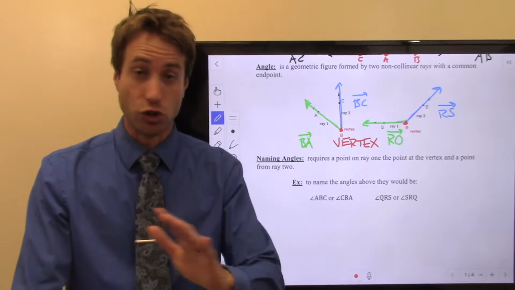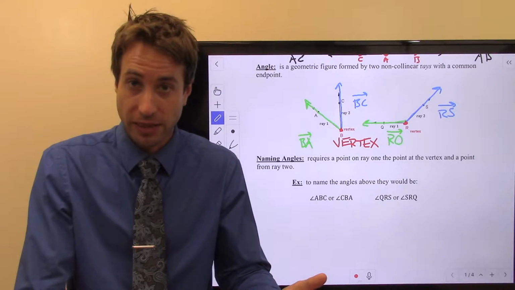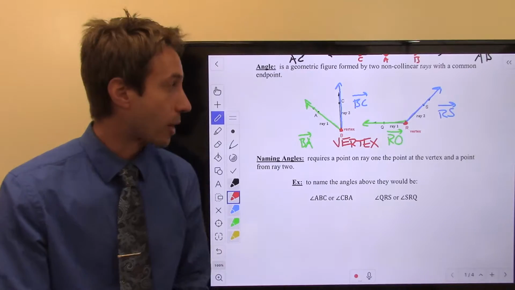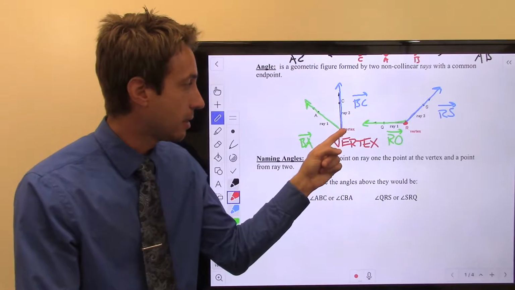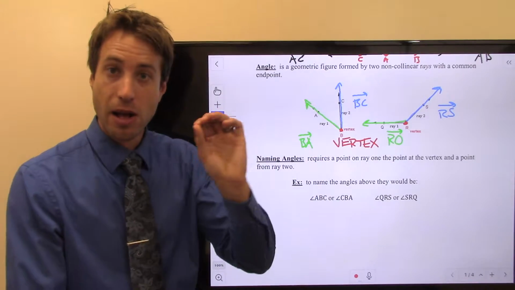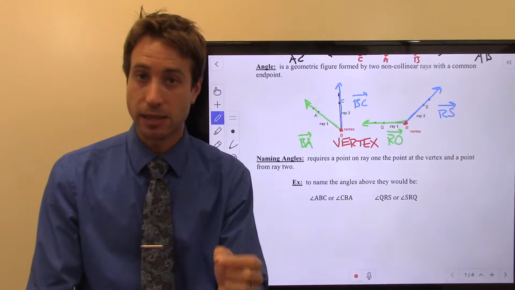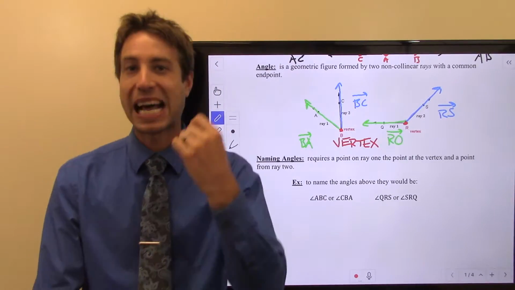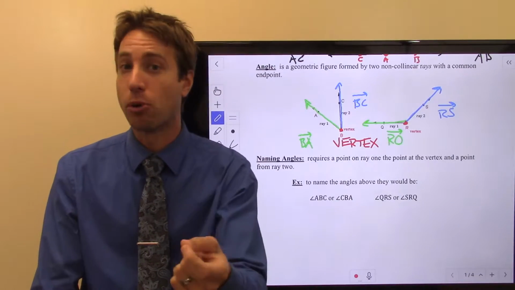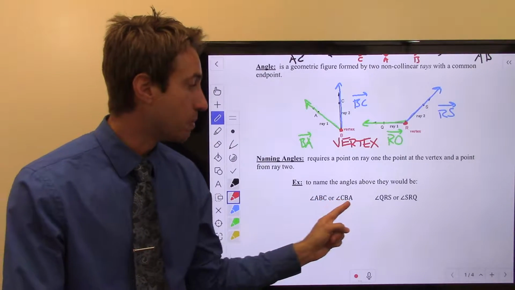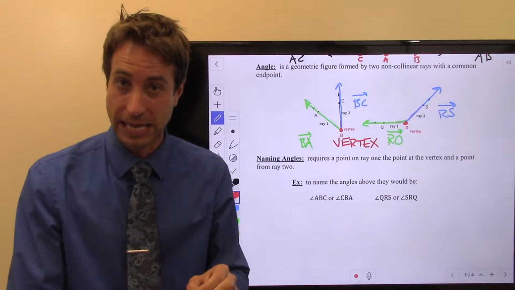Another way that is just as okay would be to go the other direction. This is the angle CBA. B must be the middle point. Because it's the vertex, it must be in the middle. That's how I let you know which point is the vertex. It will be that middle letter. So B must be in the middle.